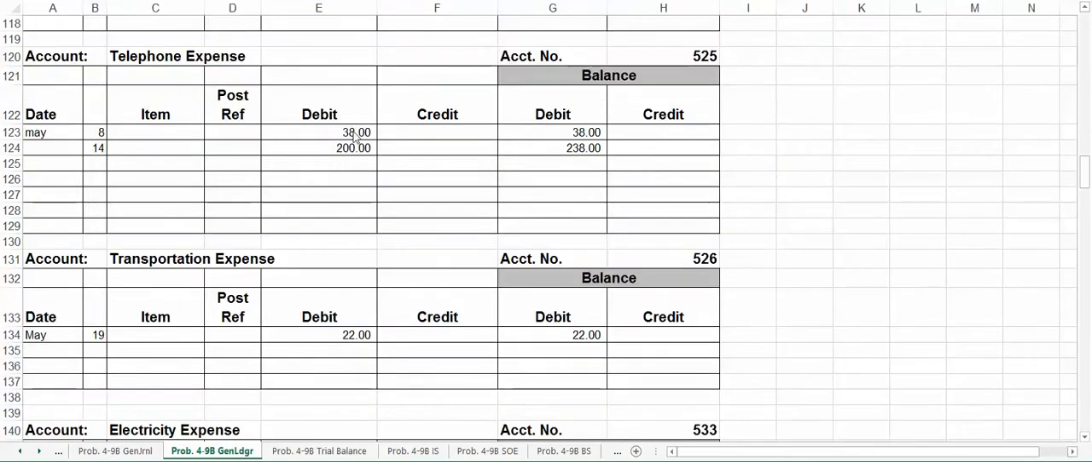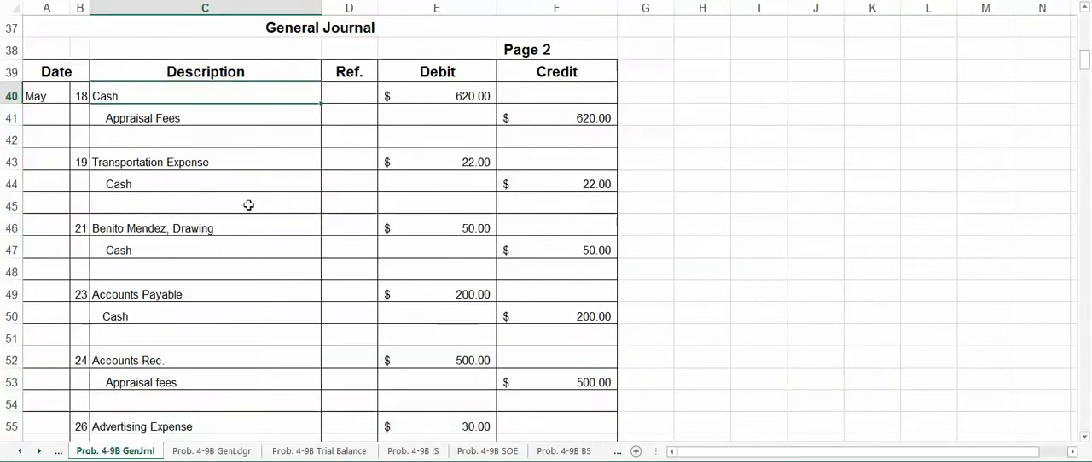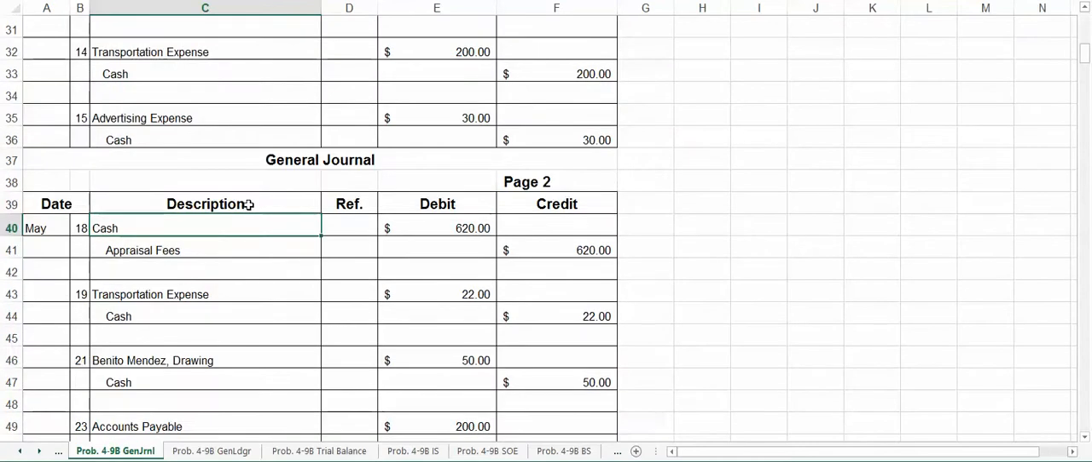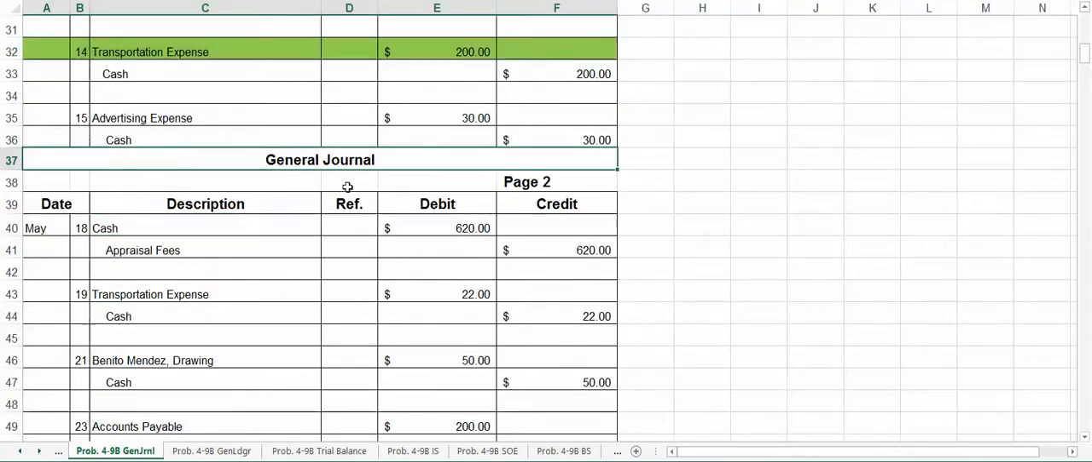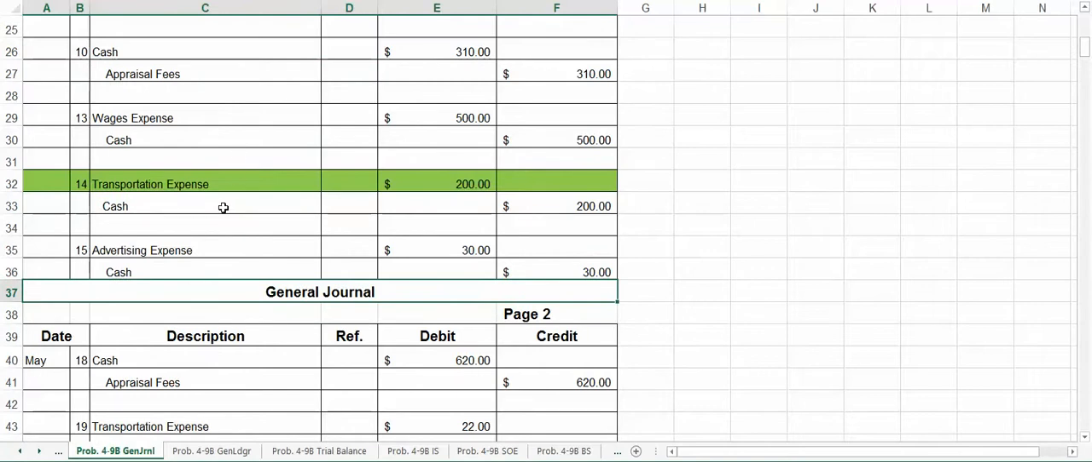Okay, I got most of the way through and then I found a mistake that I had made. I didn't think something looked quite right. If you look at this transaction on the 14th, I'm going to put it in green for you. On the 14th, I have it listed as a telephone expense for $200. If you go back to the journal, I have it listed as a transportation expense. If I didn't catch this now, it would have caused a big headache and it would have shown up when we did the trial balance.